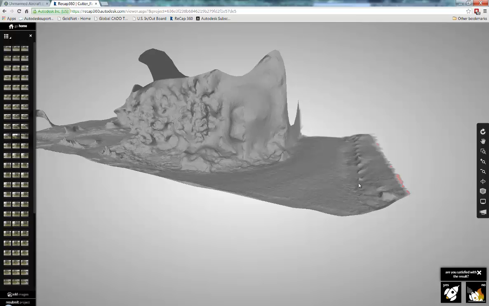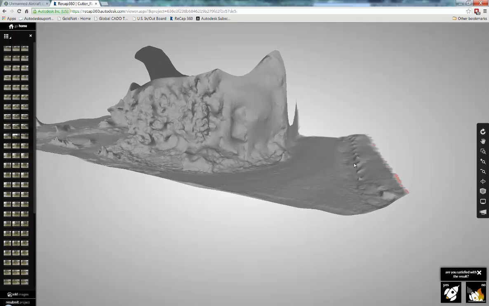These are fence posts, and so it shot around them, and we just ended up with the dimples on the ground, but that's a nice fence line right there as well.